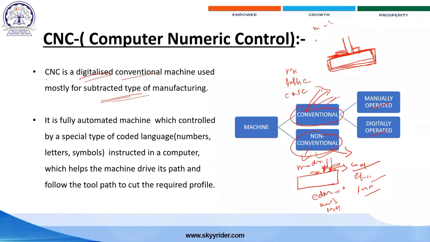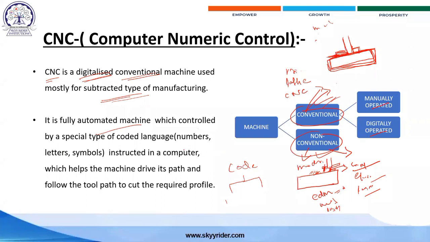So the definition of CNC, you can say it's a digitalized conventional machine, means digitally operated conventional machine used mostly for subtractive kind of manufacturing. Okay, also you can say that it is an automated machine which is controlled by a specific type of coded language. What is coded language? Means some specific language you are having, like your regional language. Like in the south side they'll be speaking Tamil, Telugu, Kannada, Malayalam. So on that basis they can communicate.